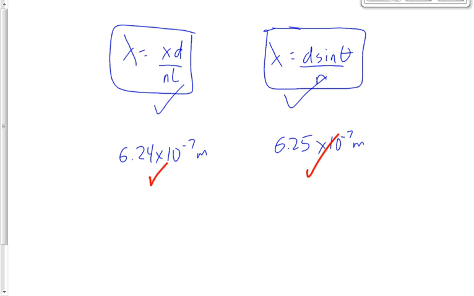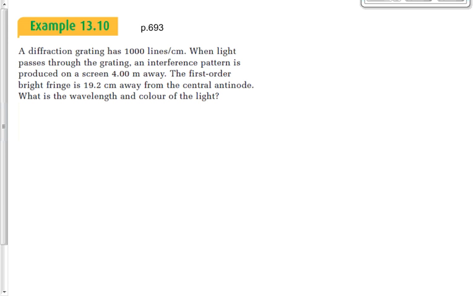Okay, good? All right, then. Well, let's take a look at this one. This one says a diffraction grating with 1,000 lines per centimeter. Light passes through the grating, an interference pattern is produced on the screen, blah, blah, blah. What's a diffraction grating?